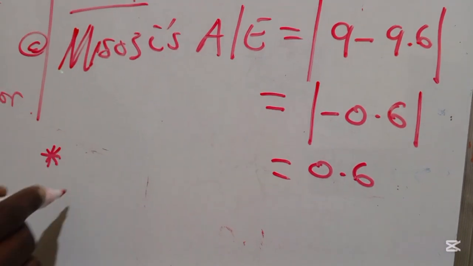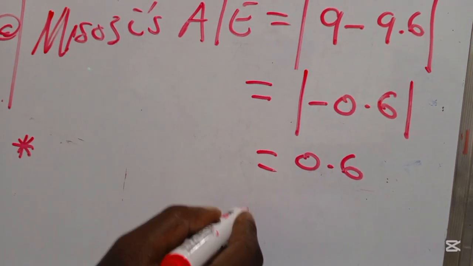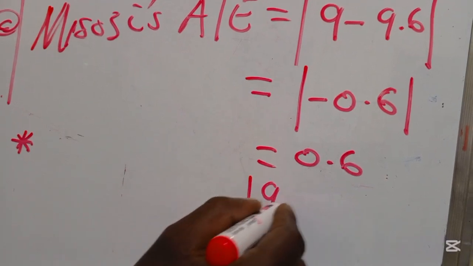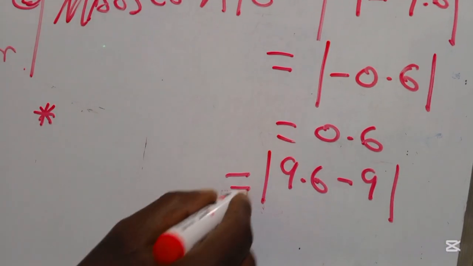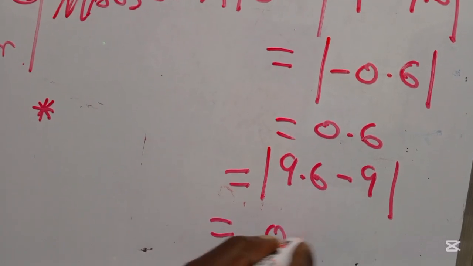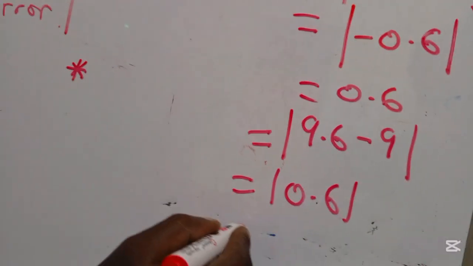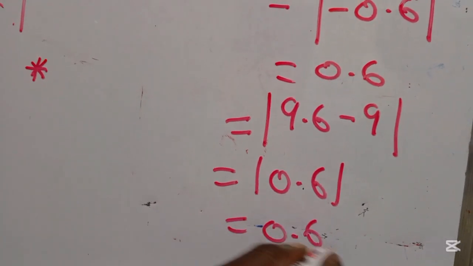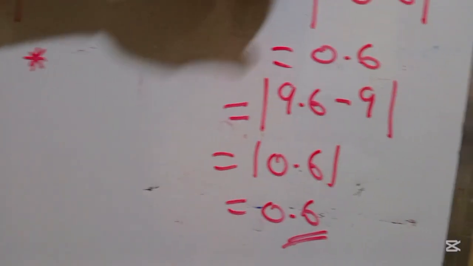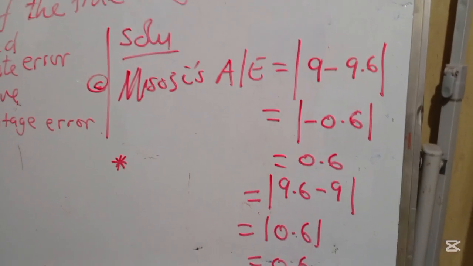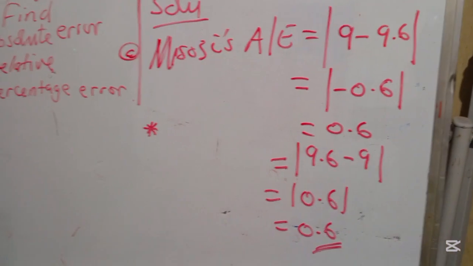Someone might say, okay, with me it doesn't matter, you say 9.6 minus 9. Because it is absolute error, you will find the same, it will be 0.6. What is the absolute value of 0.6? Positive, it is the same. So, ladies and gentlemen, it does not matter how you subtract these things, because at the end of the day you are going to get the absolute value.